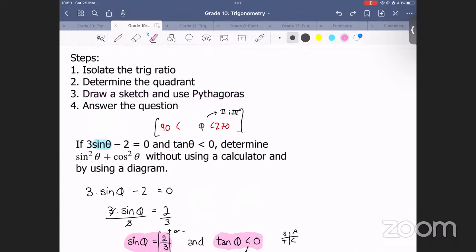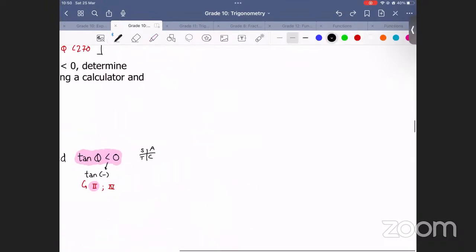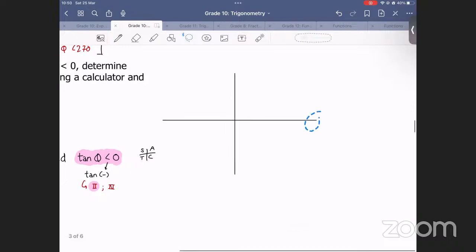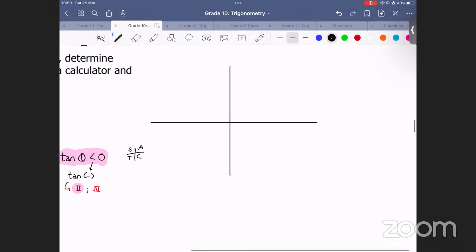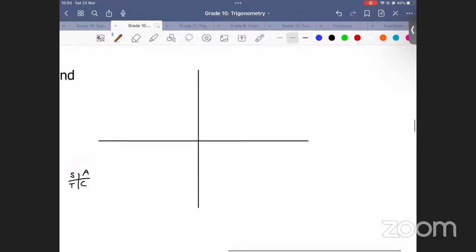Draw a sketch using Pythagoras. So you're just going to draw your sketch, and then you're going to use Pythagoras to solve whatever the question is. So we have to draw this again in which quadrant? We determined it in the second quadrant. So how do you draw these diagrams? Okay, you always start from origin and you go where you need to go. So this would be first quadrant, this would be fourth, third, second. So we need to go in the second, so we always start here from origin and we draw a line.